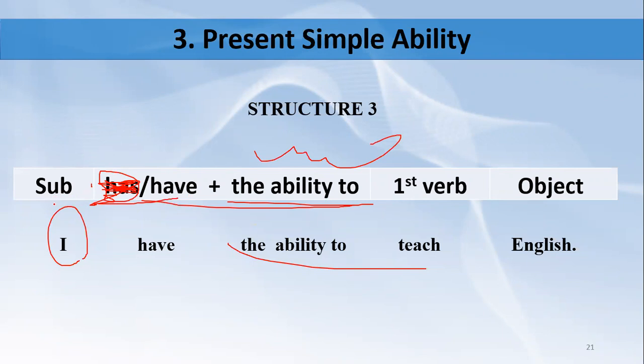On the other hand, they do not have the ability. I do not have the ability, we do not have the ability, you do not have the ability, and the students do not have the ability to do this and do that. And the same is the case with interrogative structures as well. Do I have the ability to do this, do we have the ability to do this, does he have the ability to do this, does she have the ability to do this.